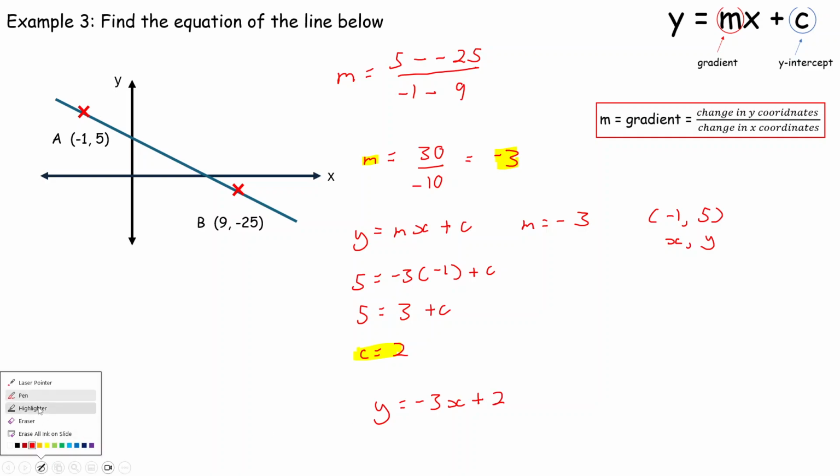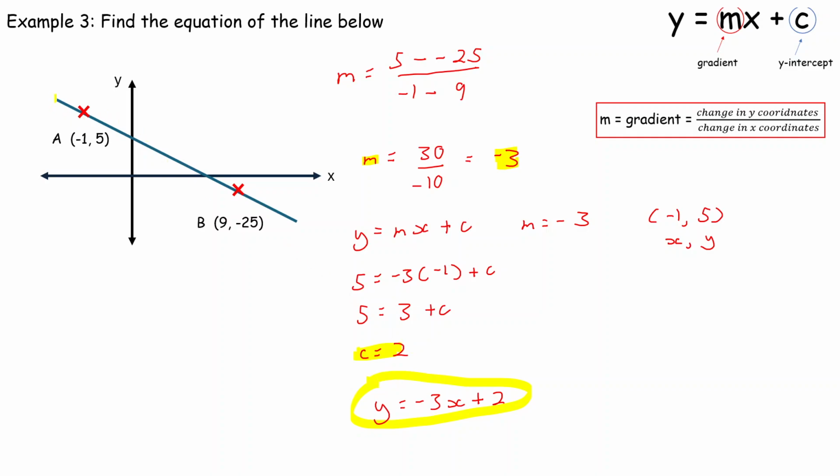And that is my answer this time. Okay, y equals minus 3x plus 2. And my gradient is going downwards, hence I've got that negative gradient with the minus 3.